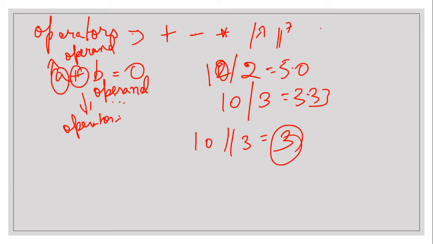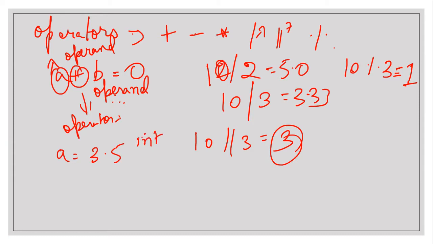Then we have this one. So basically, it's called mod. So 10 mod 3 is what? It doesn't give you the dividend, it gives you the remainder. So if 10 is divided by 3, the remainder will be 1. Okay, cool.